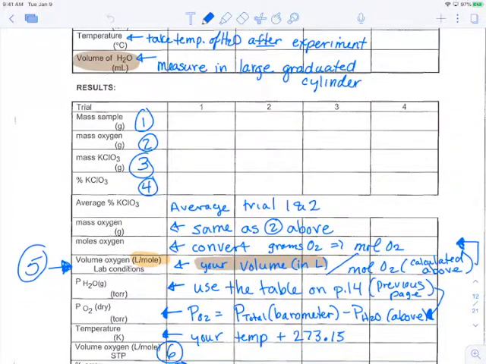And then down here we have number 1, which is your mass of sample, 2, mass of oxygen, 3, mass of KClO3, and then 4 is your percent of potassium chlorate.